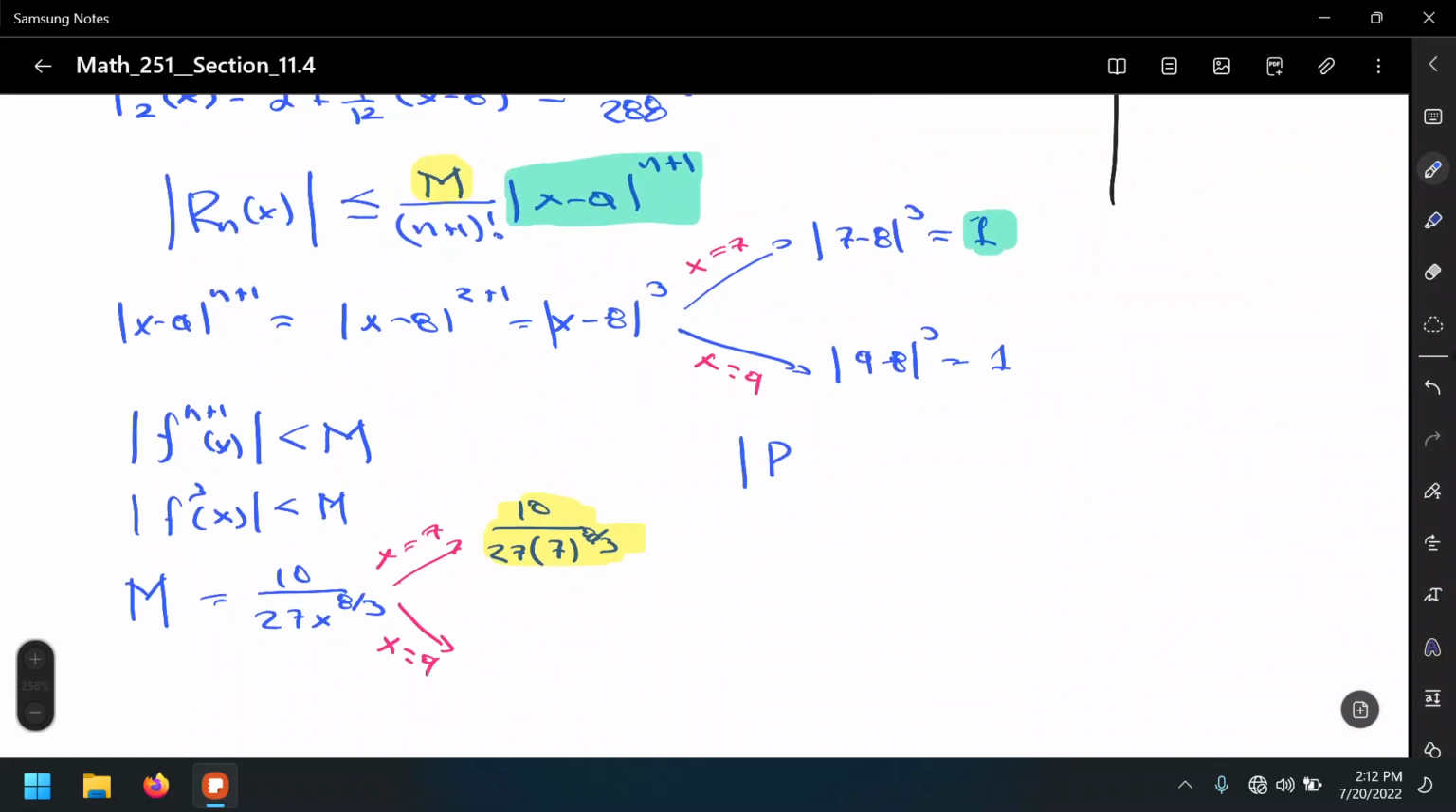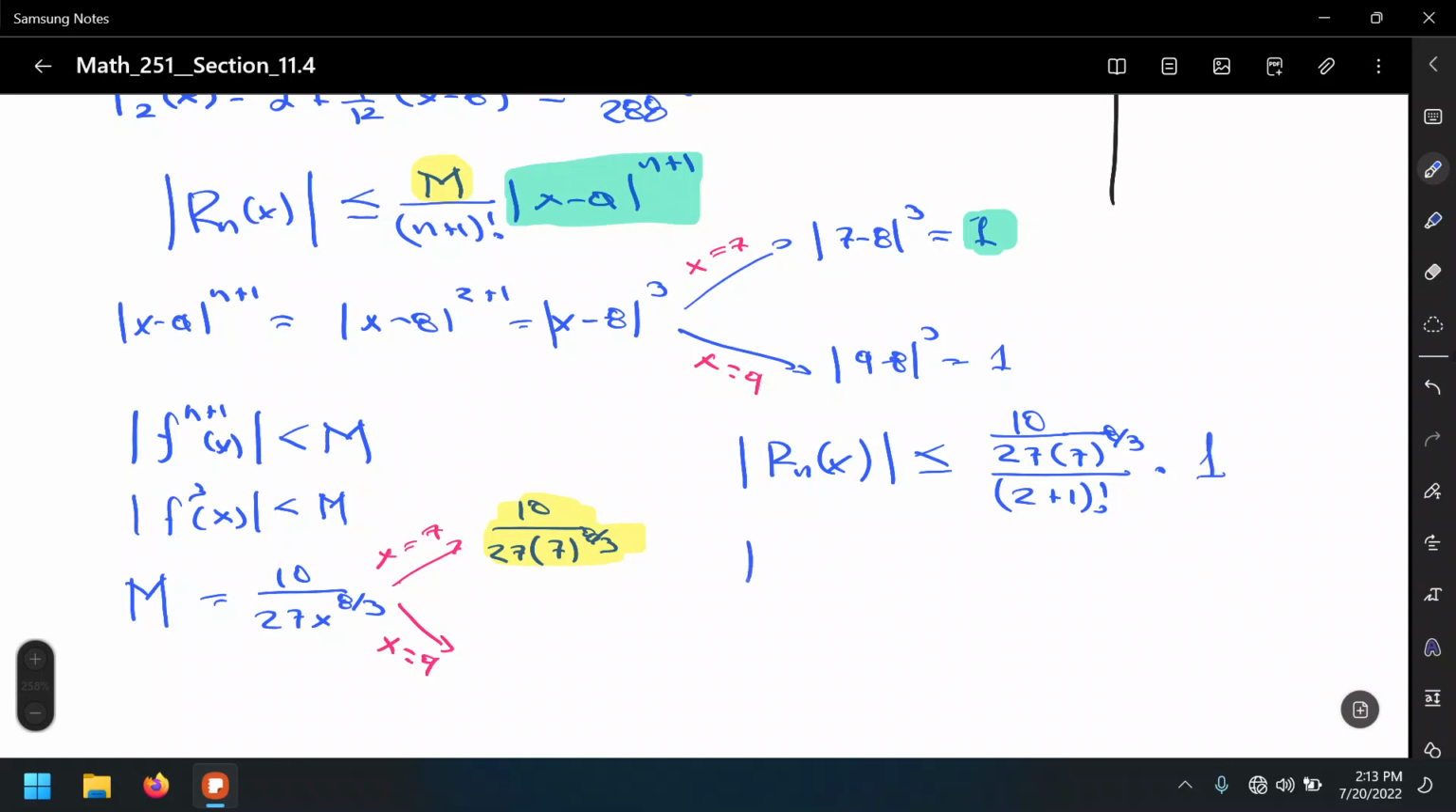So the absolute value of R_n is less than or equal to m, which is 10 over 27 times 7 to the 8 thirds, divided by n plus 1 factorial. In this case our n is 2, so 2 plus 1 is 3 factorial, and then that times the quantity in green, which happened to be simply 1.